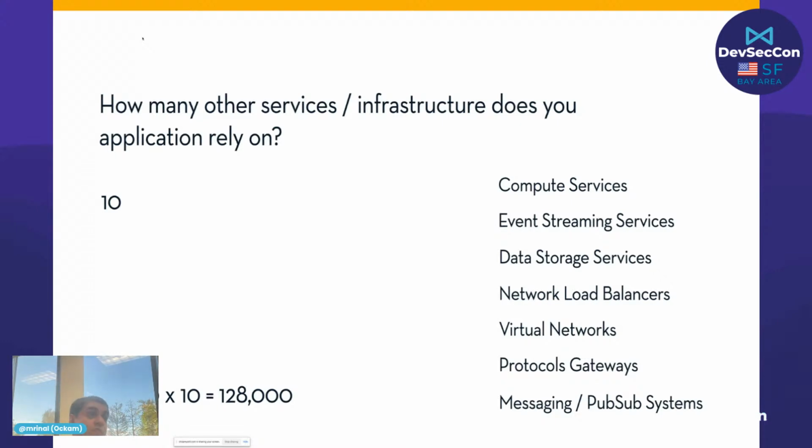It'll be these types of things. It'll be compute services. It'll be event streaming services like Kafka or RabbitMQ or something like that. It'll be data storage services like RDS or a Postgres service. It'll be network load balancers. It'll be the VPC environment itself. Protocol gateways of various types might be involved, like a GraphQL gateway, right? Messaging systems might be involved.